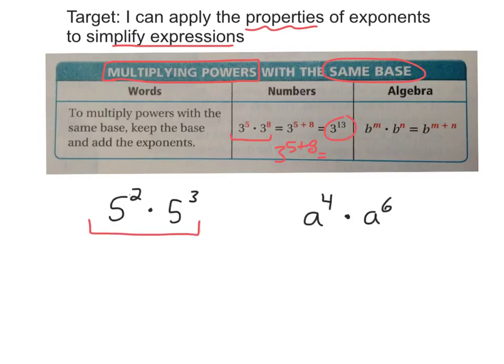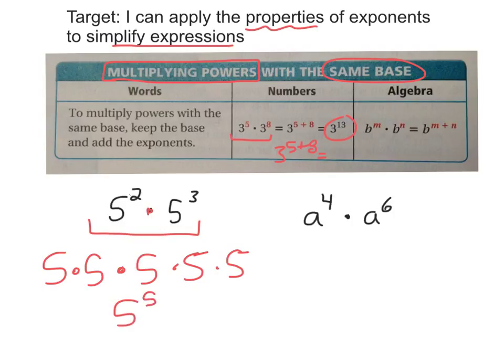So if I expand this expression, 5 to the 2nd power is 5 times 5, and I'm multiplying that by 5 to the 3rd power, which is 5 times 5 times 5. So I could multiply 5 times itself 5 times. But an easier way to write repeated multiplication is to use an exponent. So 5 to the 2nd times 5 to the 3rd could be simplified and written as 5 to the 5th. So in other words, when we have the same base, we take the exponents and add them up.